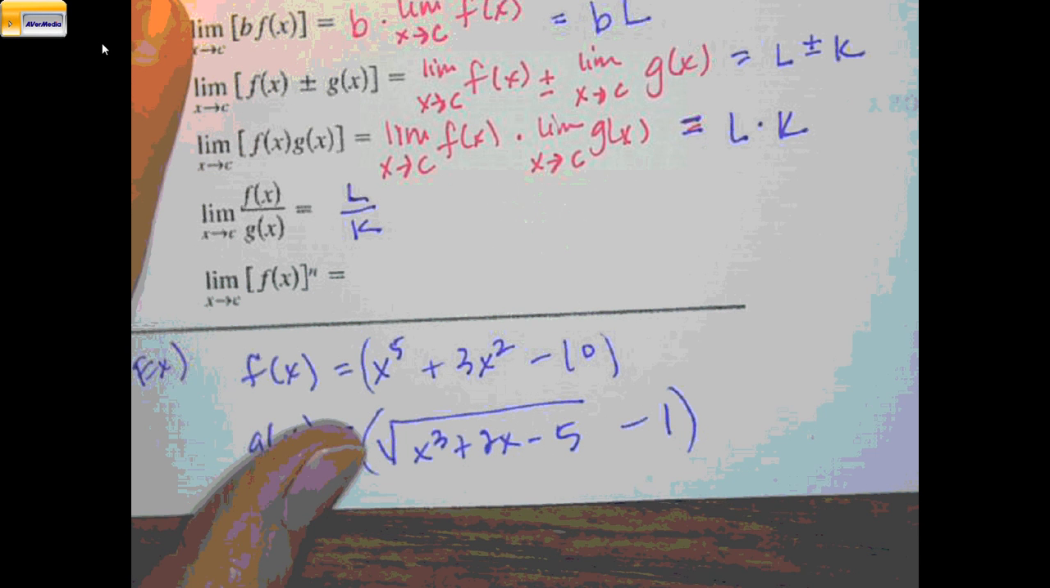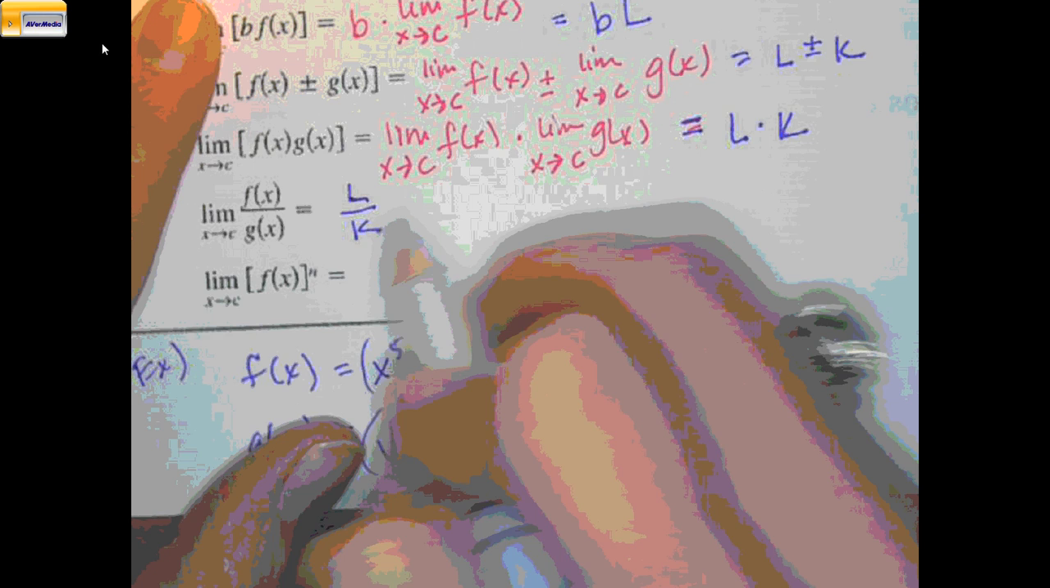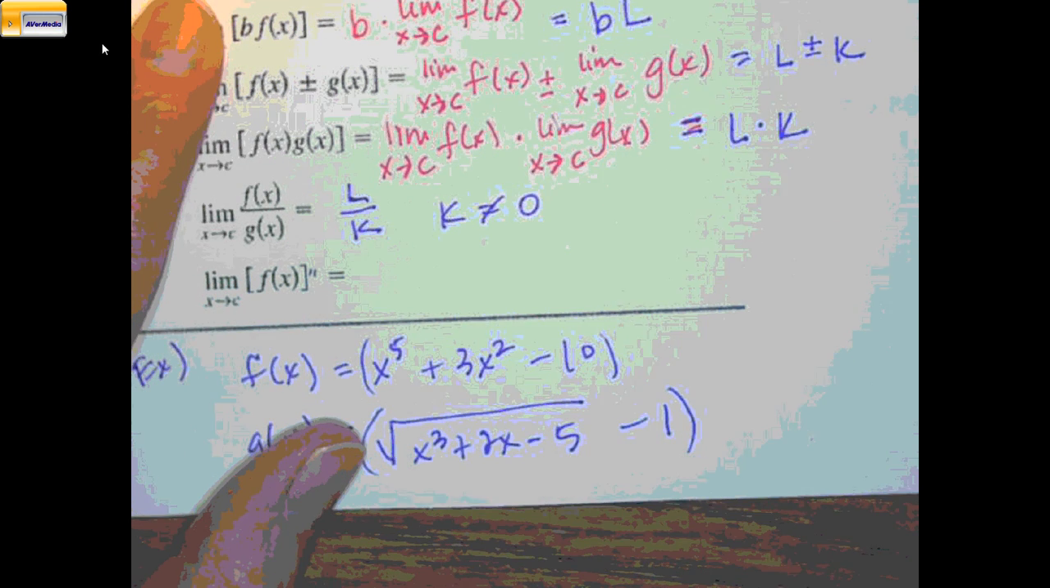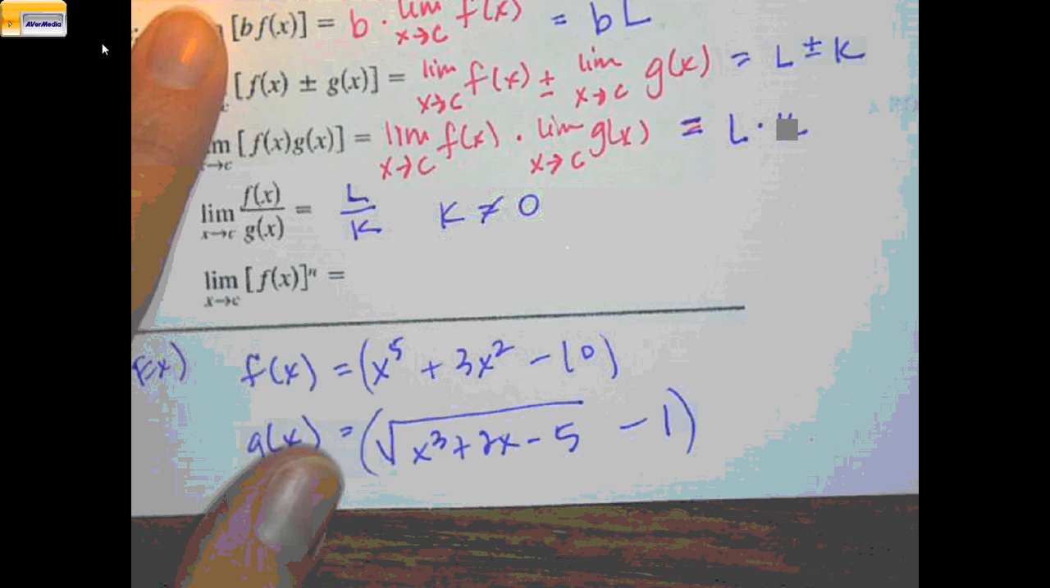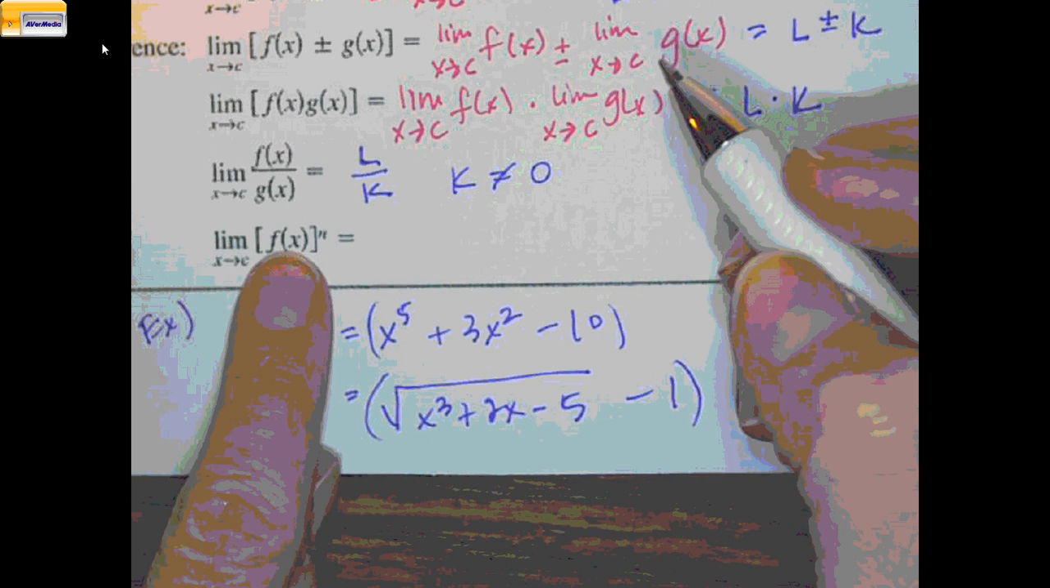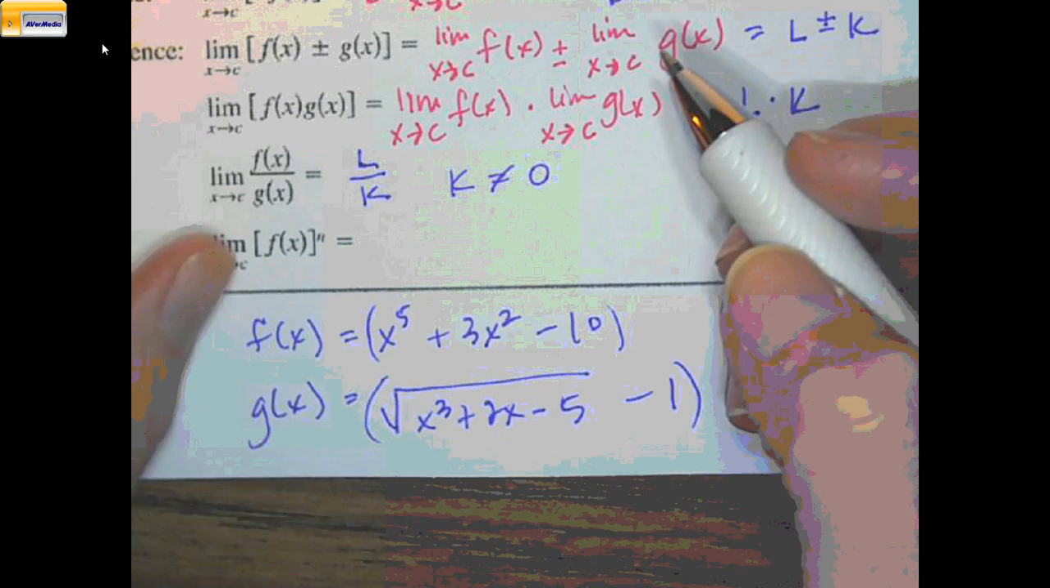There's a fraction, and what's our usual problem with fractions? Yeah, you can't divide by 0. So this works as long as K is not 0. If the limit you get there is 0, then you can't do it that way. And this last one, same kind of deal. The limit of f of x is L, so you can just take L to the nth power.